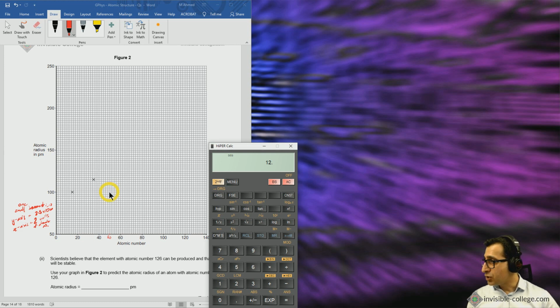So 13 units above this point. So here we would have 1 unit, 2 units, 3 units, 4 units, 5 units, 6 units, 7 units, 8 units, 9 units, 10 units, 11 units, 12 units, 13 units. So we need to plot the points in this manner.